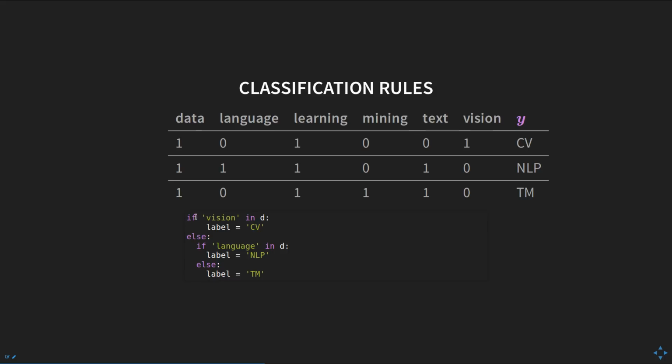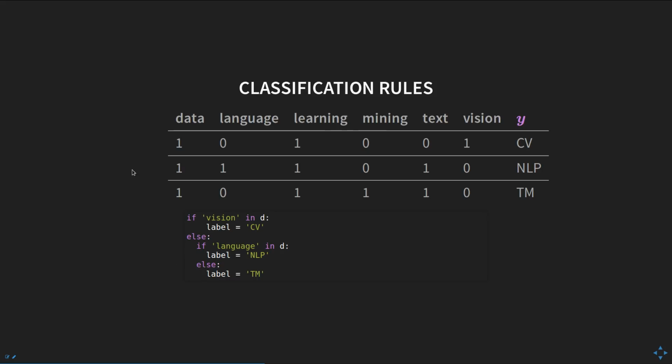Now, if you would want to cast this into a few rules, this would look somewhat like this. So if the term vision is in the document, then we label it computer vision. If it's not in there, so else, we check for another word. So if language is in the document, then it's NLP, and if these two conditions aren't met, it must be text mining. Now, for this small set that we have here, this will cover all of the examples, but you can imagine that in the case that a text mining document does have the word language in it, we're going to misclassify it, and obviously these are very overfitted rules.